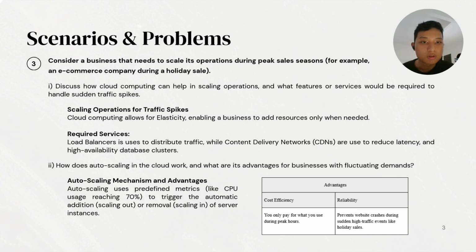Auto scaling uses predefined metrics, like CPU usage reaching 70%, to trigger automatic additions, which is scale up, or removal, which is scale in. The advantages are cost efficiency, where you only pay for what you use during the hour, and reliability, which prevents the website from crashing during high traffic events like holiday sales.